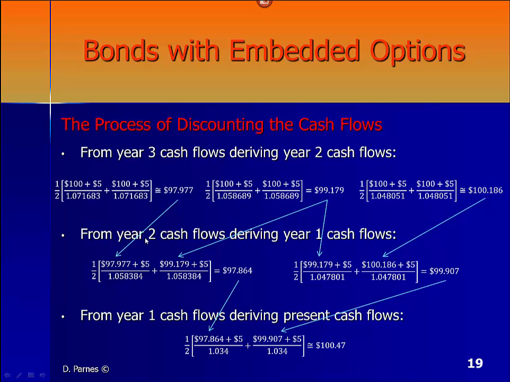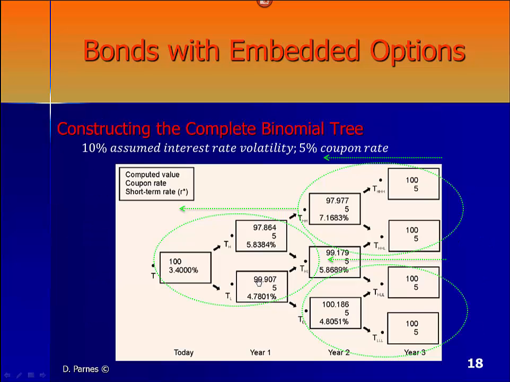From year number 2, the cash flows are derived as one-year cash flows as follows. We take the valuation from here plus the coupon. This valuation comes from here plus the coupon. We're discounting it by the same 1 plus interest rates and take the average. This valuation will move to here, that valuation will move to here, and this is how we get this valuation, 99.907, which is right here.